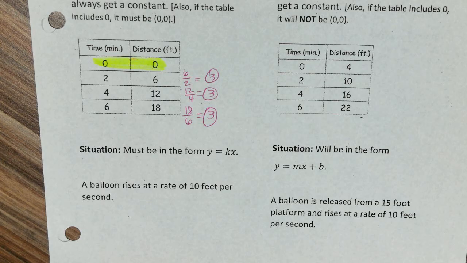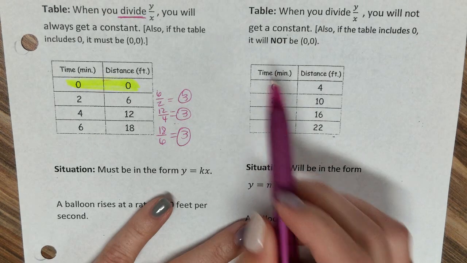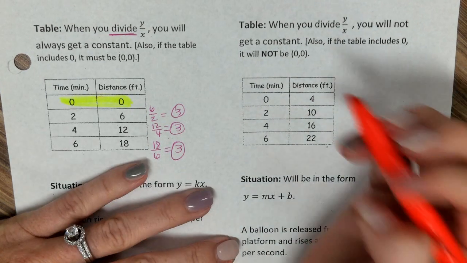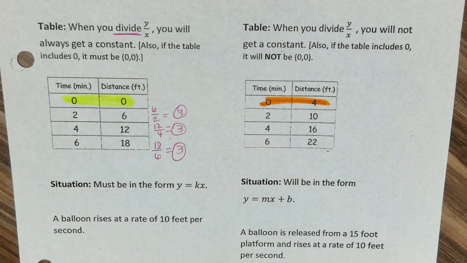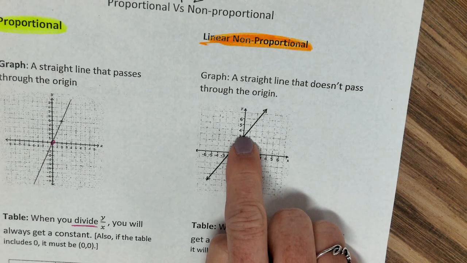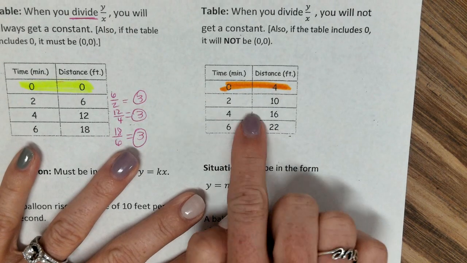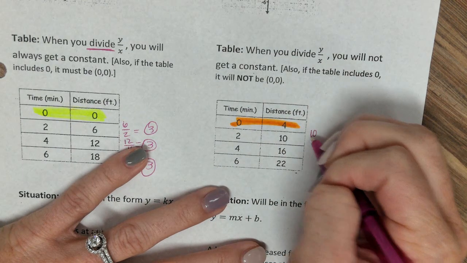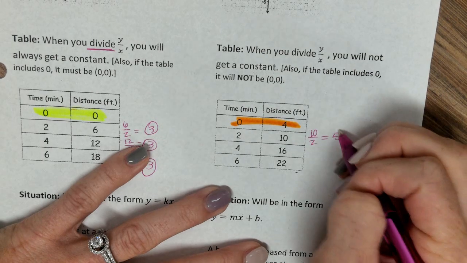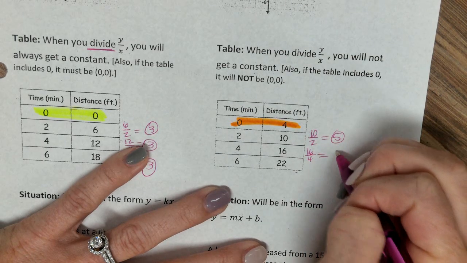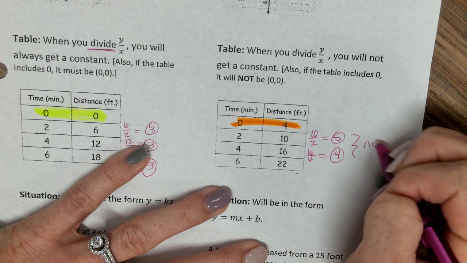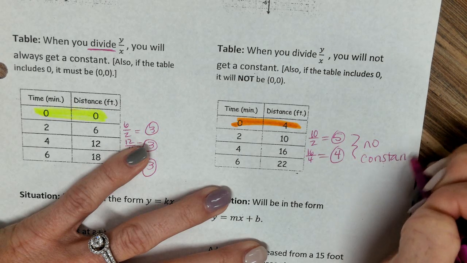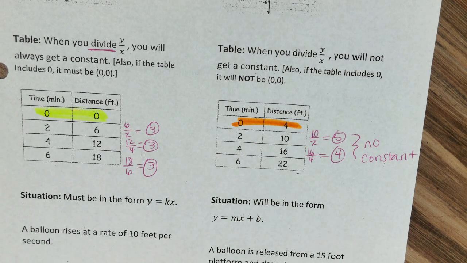However, on a non-proportional table, if you have 0, it will not be 0, 0. It will be 0 with another number. Just like this, it's passing through 0, 3 here. Okay? If you divide, you will not get a constant for the table. So let's divide. What's 10 divided by 2? 5. What's 16 divided by 4? 4. There is no constant, meaning when you divide, you're going to get a different answer every time.